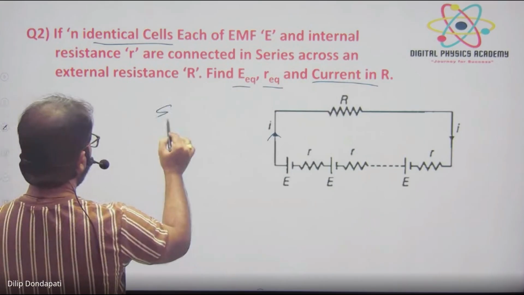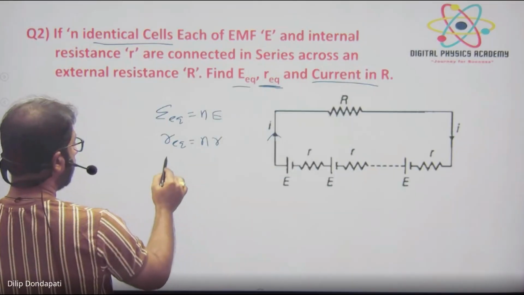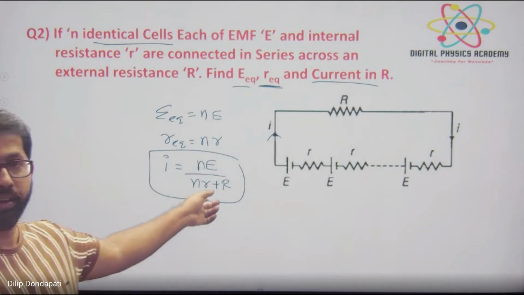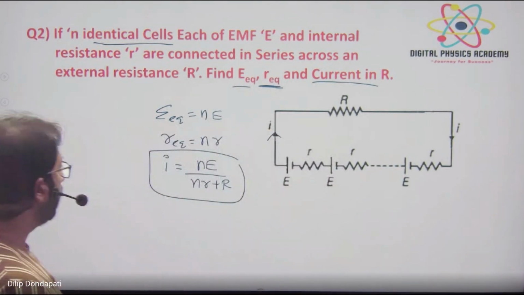How much? E equivalent is NE. Okay, good. R equivalent is N small r plus capital R. He's asking small r equivalent, right? So only Nr. Then current is NE by Nr plus capital R. Yes, this is the answer. Ohm's law, right? V by R equivalent. Okay.